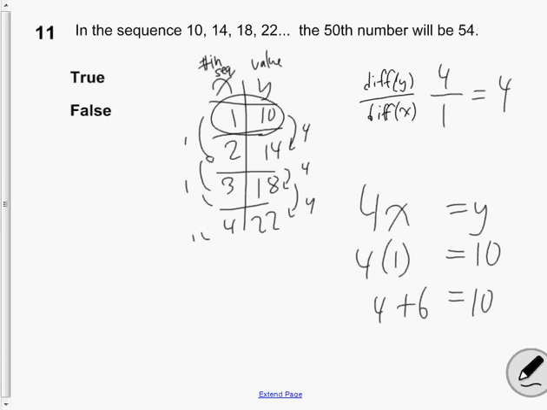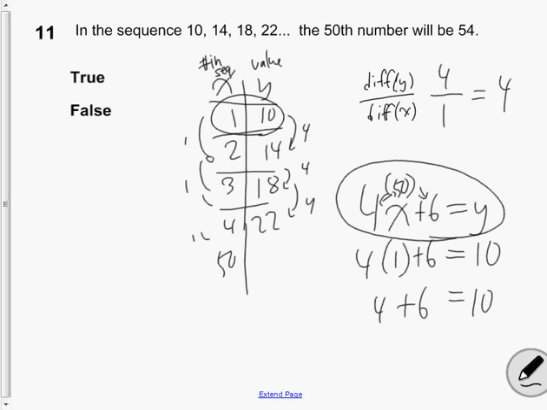In order for them to be balanced, I need to add 6 to both sides, which means that's my equation that matches the sequence, right? I take 4 times the number in the sequence, multiply it by 4, whatever number it is, and add 6. So if it's the 50th number, x would be 50, and 4 times 50 is 200, and 200 plus 6, the 50th number would be 206. That's a pretty tough question, actually.